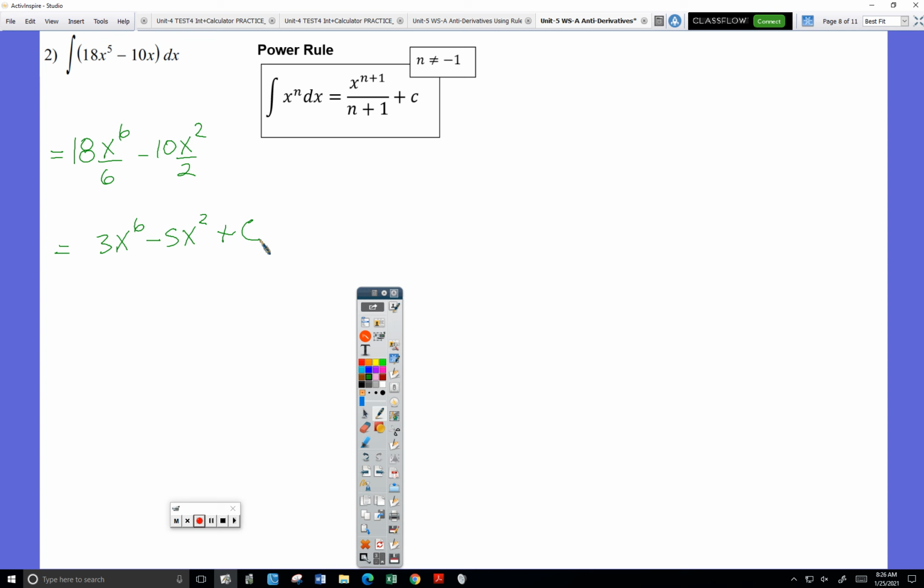You can do a quick mental check if you want. If I were to take the derivative of 3x to the 6th, it is 18x to the 5th. That worked. The derivative of 5x squared is definitely 10x. The derivative of any constant by itself is 0. So, please, go ahead. Yeah, can you just add the plus here to the second step?